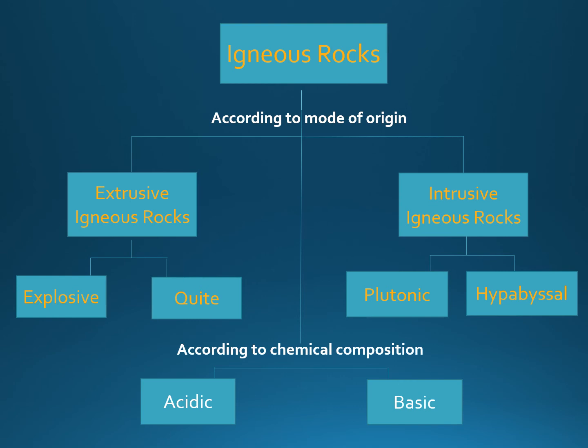According to the chemical composition, igneous rocks are again divided into two. They are acidic igneous rocks and basic igneous rocks. In acidic igneous rocks, silica content is high and iron and magnesium are low, whereas in basic igneous rocks, silica content is less and iron and magnesium are high.